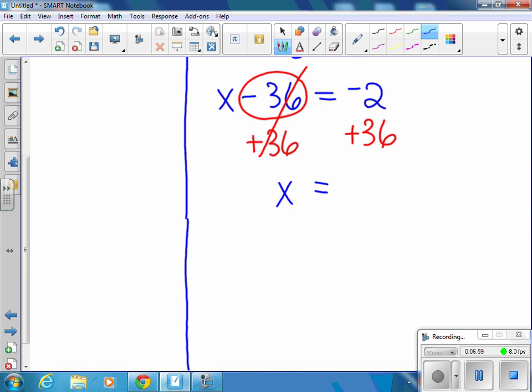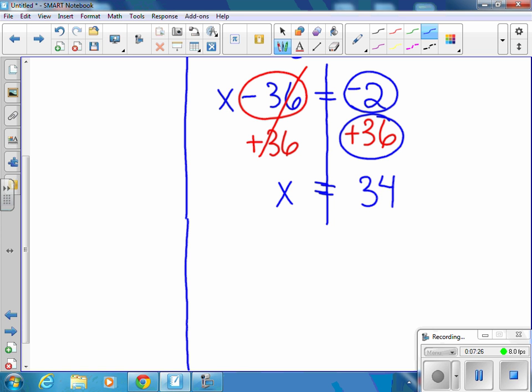Bring down my equal sign. Again, if you want to use the wall, so to speak, to keep it lined up, you can do that. And then we're going to do negative 2, combine it with positive 36. This is just my integers again. I have a negative and a positive, which means I need to find the difference between them. The difference between 36 and 2, I'm subtracting. It's 34.